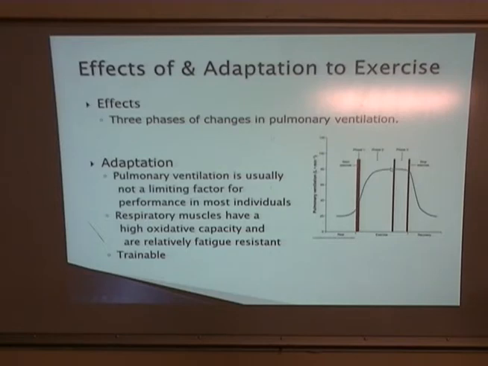So I'm chugging along and my pulmonary ventilation, my breathing, is providing the oxygen I need to do the level of work that I'm doing. And then we stop exercising. But it takes quite a long time for our breathing to come back to rest. So remember, this is like our epoch phase.